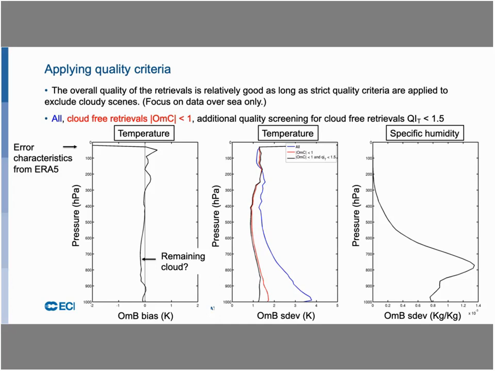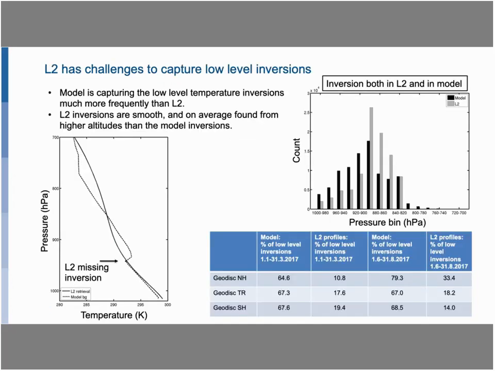And then on the right-hand side, it's showing the random errors for specific humidity after the quality control and screening. And yes, also for humidity, they are of the same order of magnitude or slightly larger than similar statistics for radiosonde. But as I mentioned, the retrievals are rather smooth, so there are some challenges for the retrievals. One of them is to capture low-level inversions.